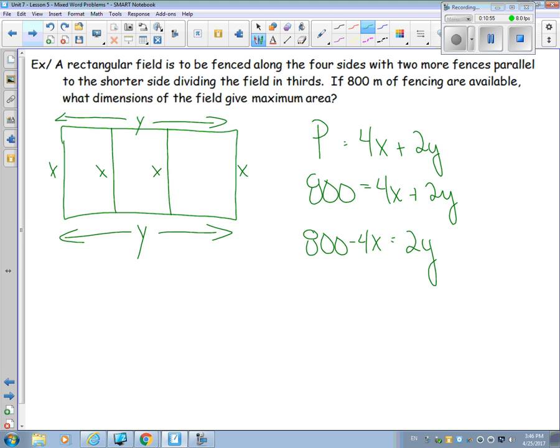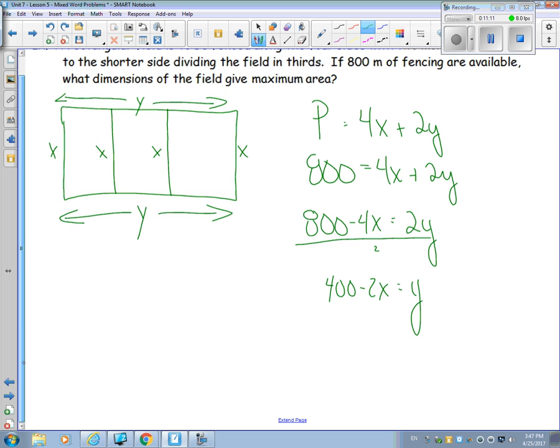Okay, so bring the x over, and then we'll divide everything by 2. So 400 minus 2x is y. I like to only work with one variable if I can. What do we need now? What dimensions of the field give the maximum area?